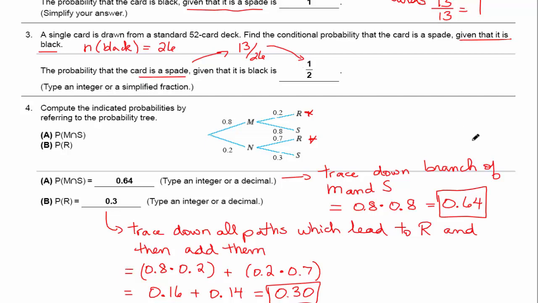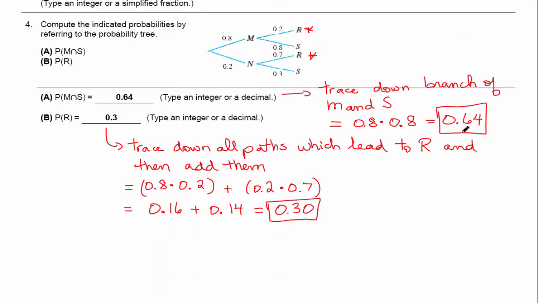In question 4, first off, I want to find the probability of M intersect S. Well, that's the same as saying the probability of M and S. So M and S is this branch of the tree. And so to answer the problem, we simply multiply together the probabilities along that path. And so it's 0.8 times 0.8, which is 0.64.